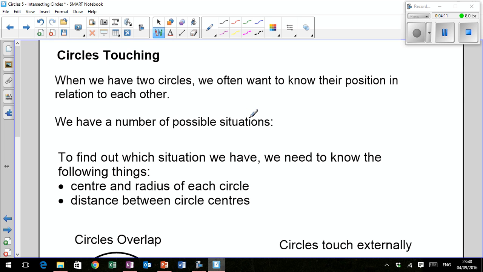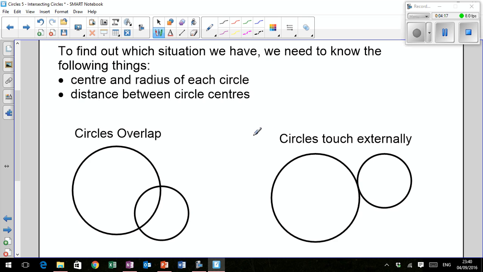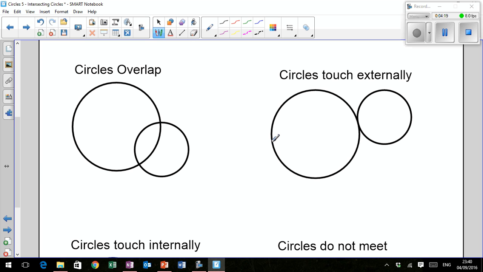Okay, copy that down. Pause it now, copy that down. Cheers. Okay, when circles overlap, R1 plus R2 is greater than the distance between the centres.